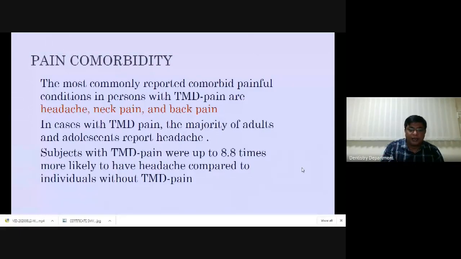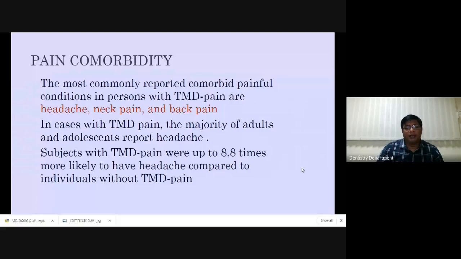Sometimes it is bilateral, but TMD pain is mostly unilateral in nature. But in unilateral headache and unilateral TMD pain, how to differentiate? Most of the time, the headache will be in the frontal region, the forehead region, whereas TMD pain will be mostly on the lateral region, that is the TMJ area.